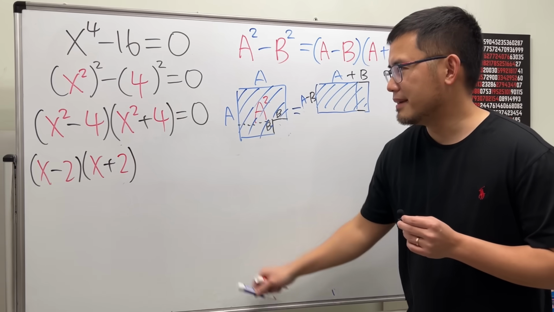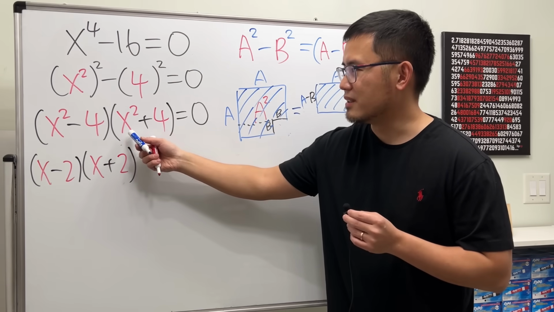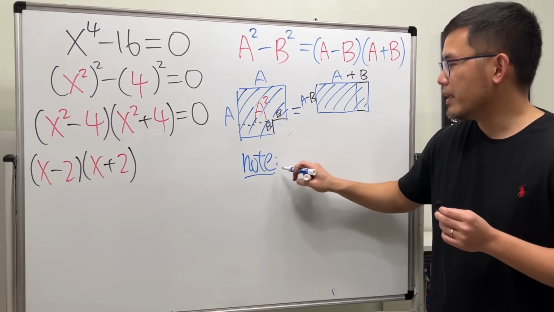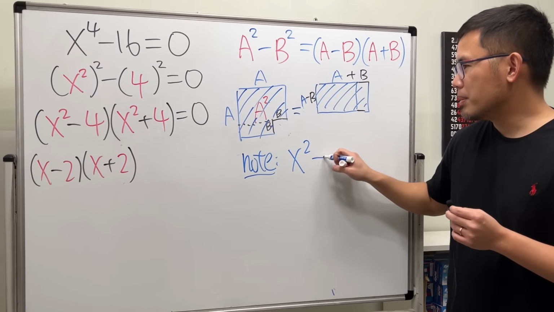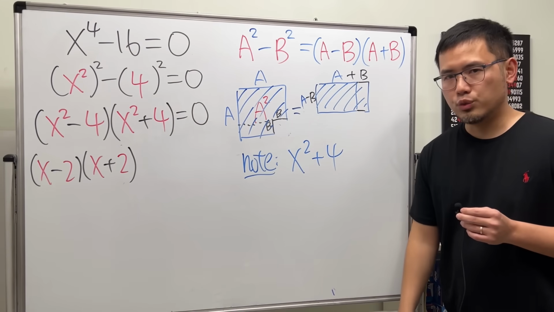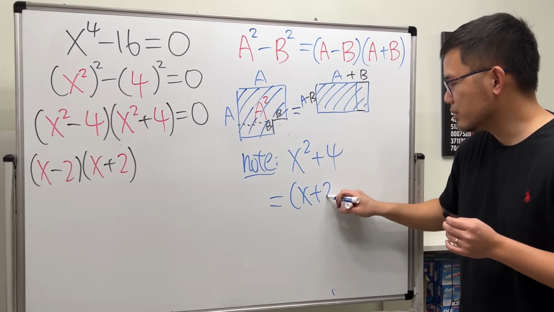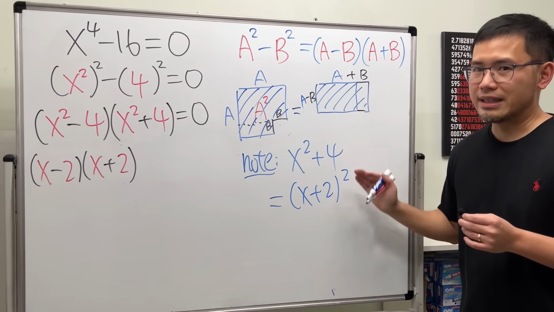Now, here is the trouble. How do we factor x squared plus 4 though? Let me write this down right here for you guys. In fact, x squared plus 4 is not factorable with real numbers. And please do not say this right here is equal to x plus 2 squared, because they are not equal.